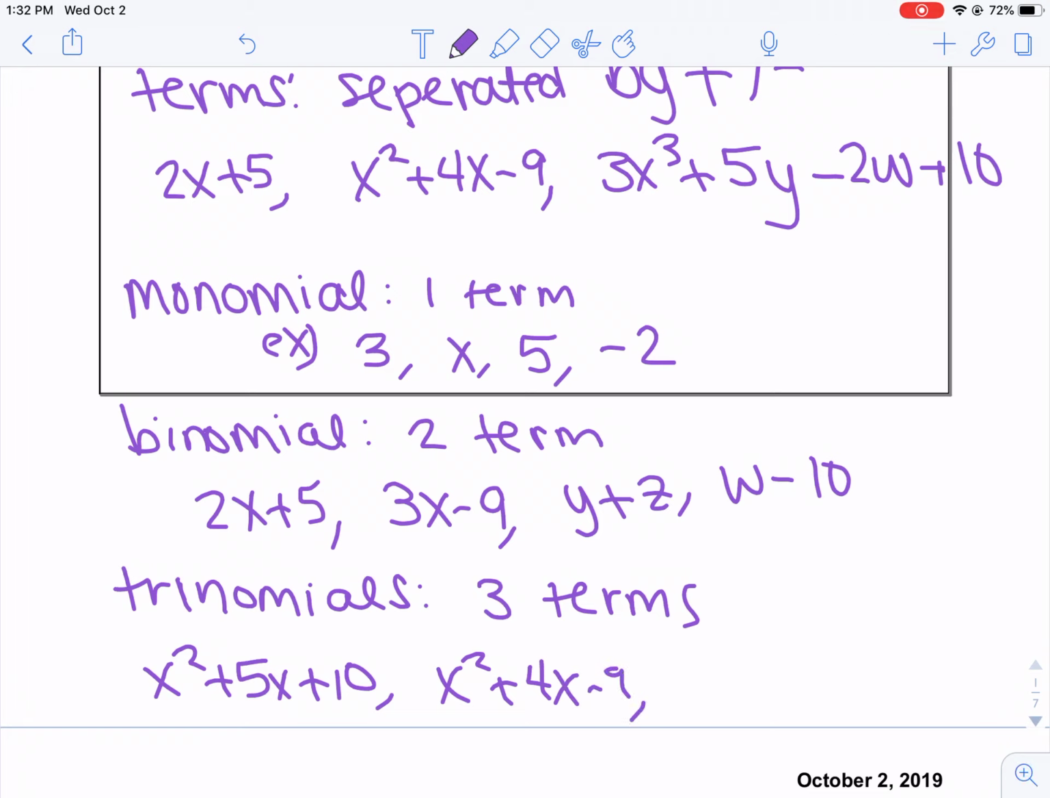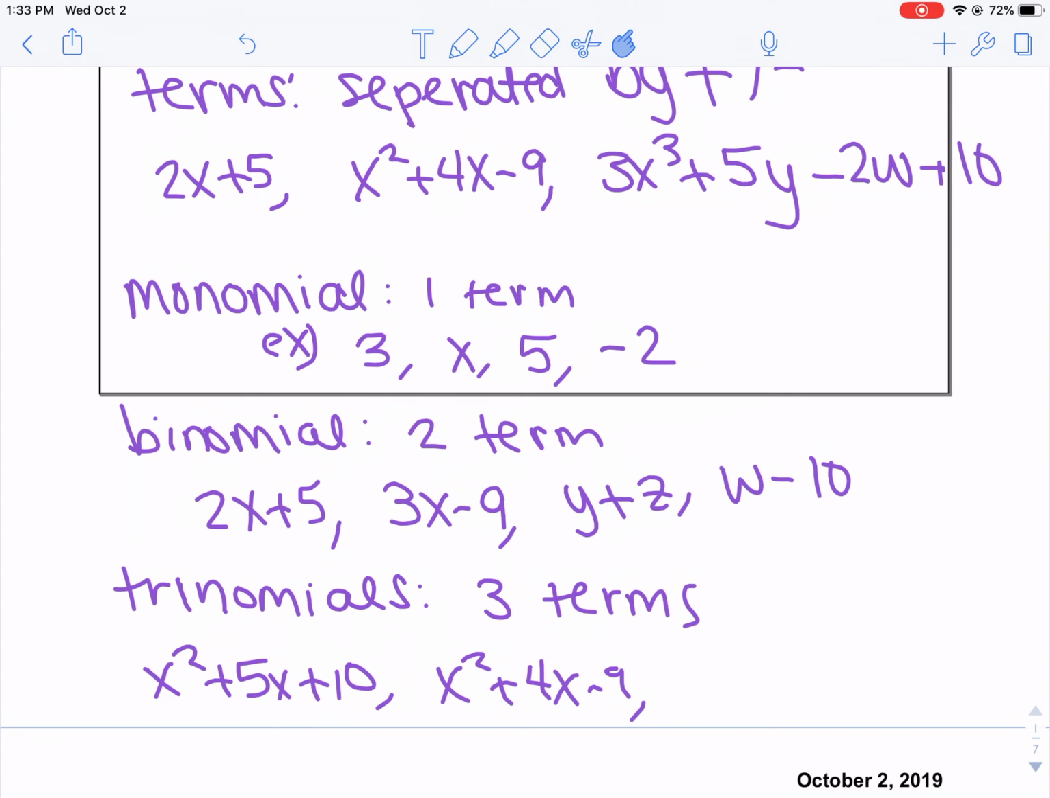Anything more than 3 we just call poly. So poly is kind of like the big umbrella. Those are all actually polynomials, they just have more specific names. It's like being an iPhone and then being an iPhone 8 or an iPhone 4 or whatever. They're all iPhones, but then we have specific numbers for which iPhone we're talking about.